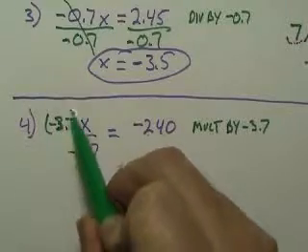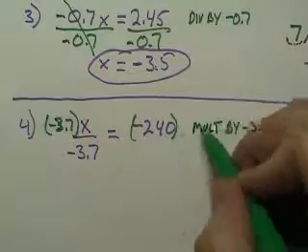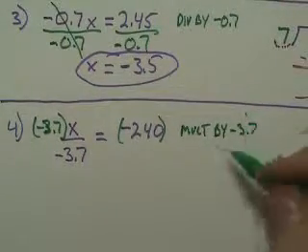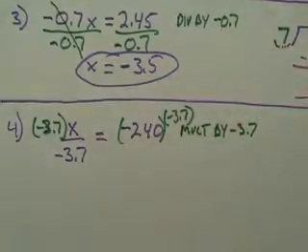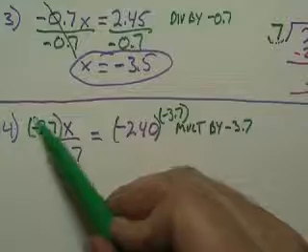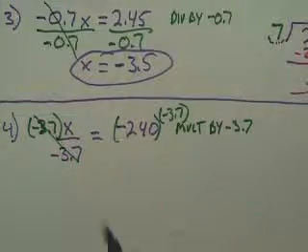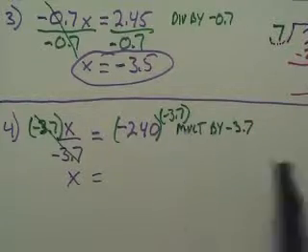Negative 3.7. Oops, excuse me for the sloppiness. And on this side, oops, I didn't leave myself very much room, did I? Rats. Negative 3.7. Oh well. Good thing neatness doesn't count here.